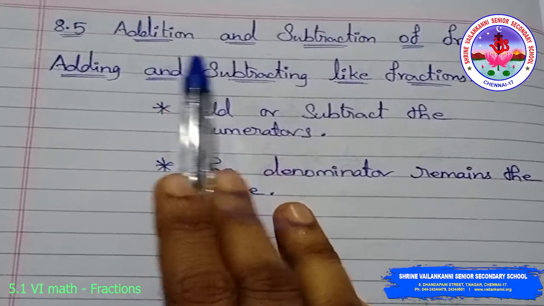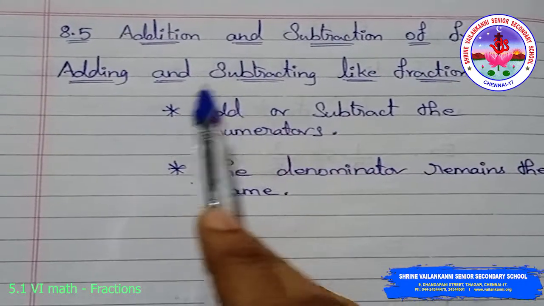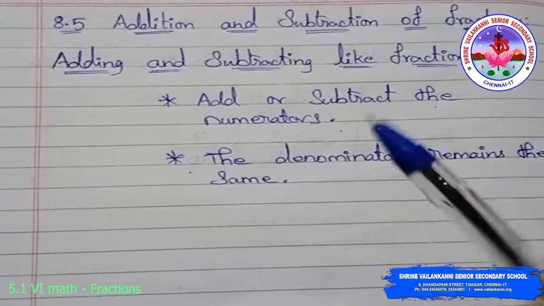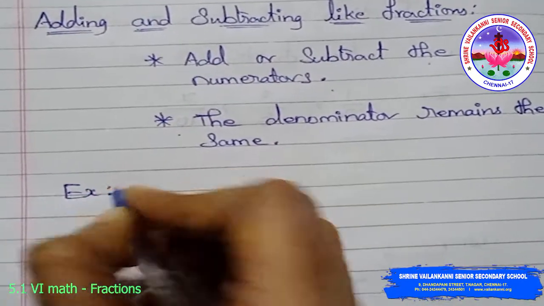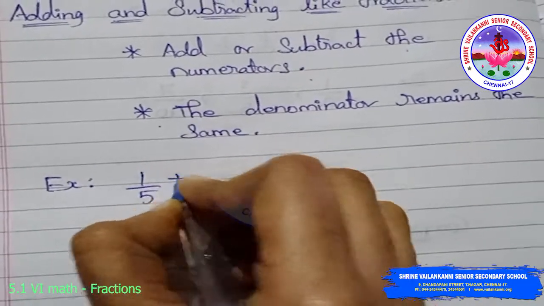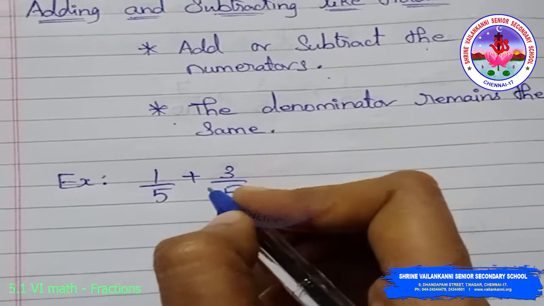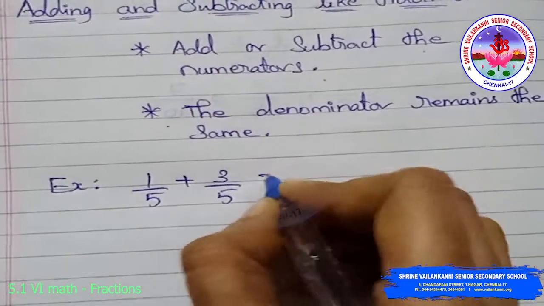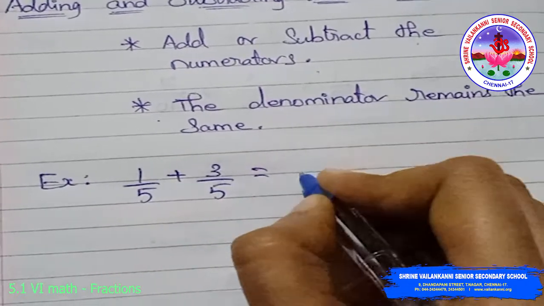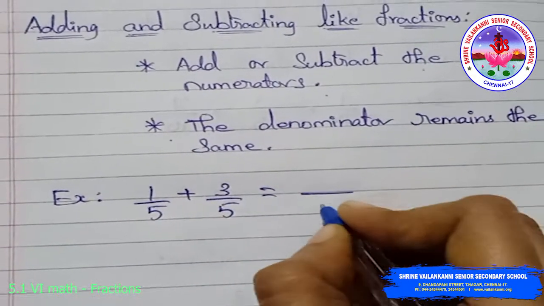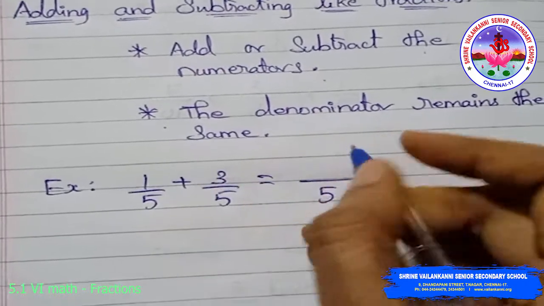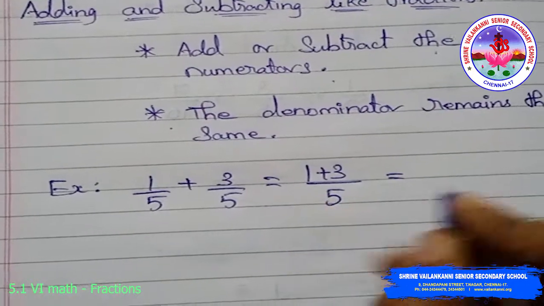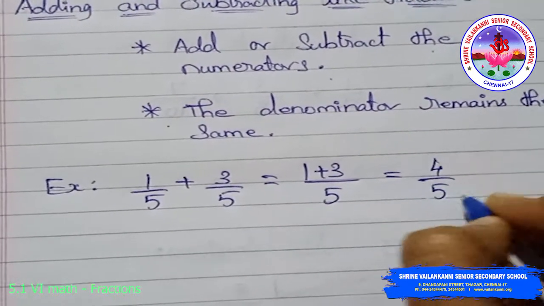Topic 8.5, addition and subtraction of fractions. Adding and subtracting like fractions. Add or subtract the numerators, the denominator remains the same. For example, 1 by 5 plus 3 by 5. Here check the denominator. The denominators are the same, so the denominator remains the same. So the denominator is 5. Now adding the numerators, 1 plus 3 is equal to 4 by 5, the answer.